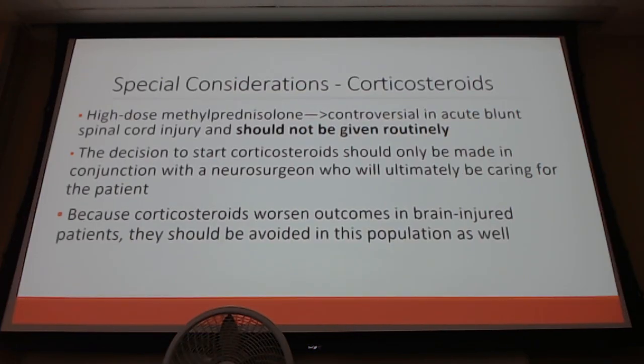And then the question is, should we give steroids for spinal cord injuries? This is something you want to consult your neurosurgeon about before giving steroids. The issue is if they have some sort of brain injury, we can worsen that with corticosteroids, so they're usually avoided. But it'll be up to your spine doctor on whether they want to give steroids.